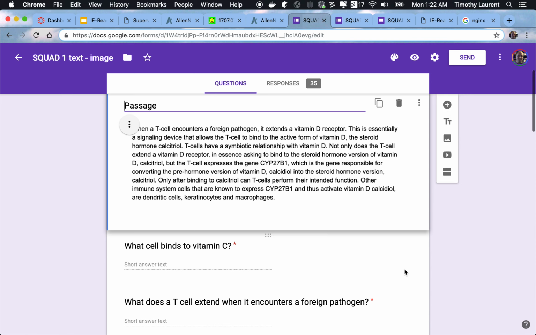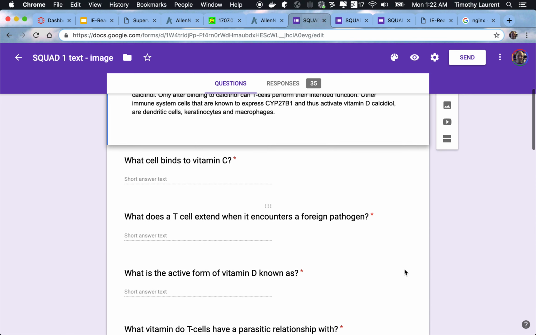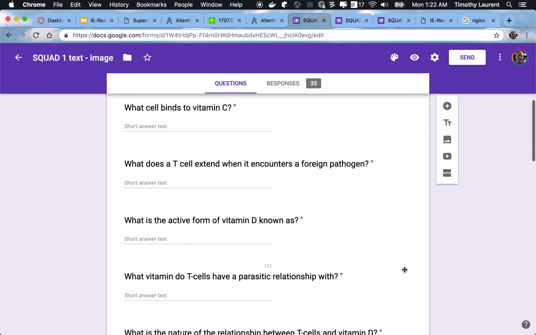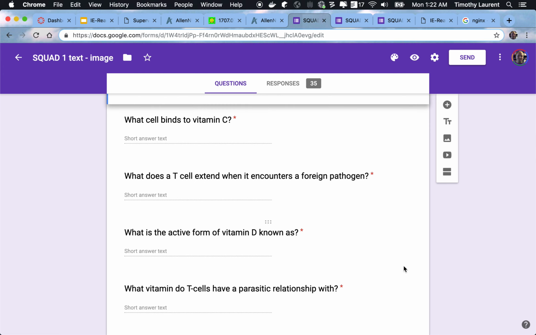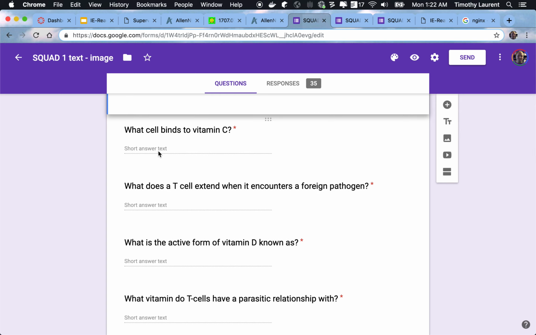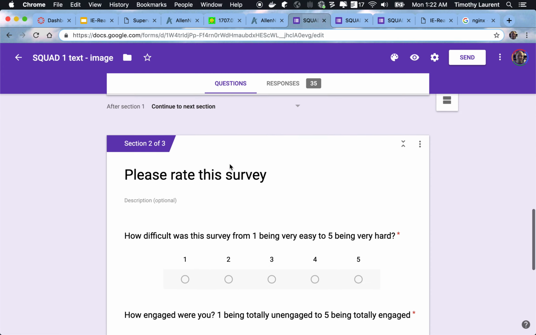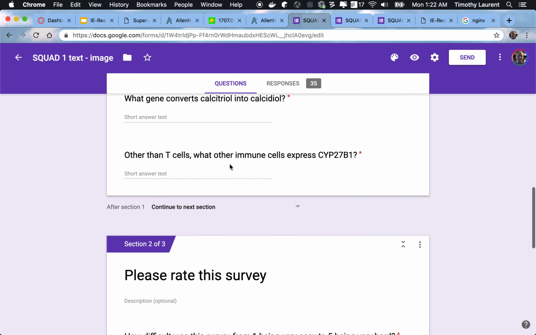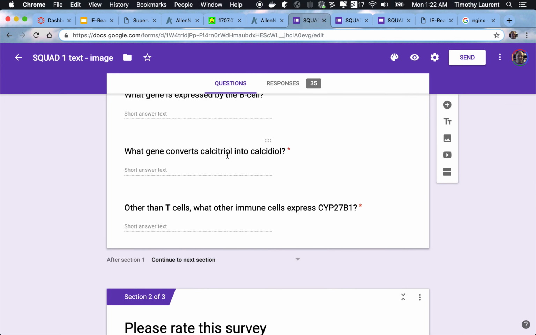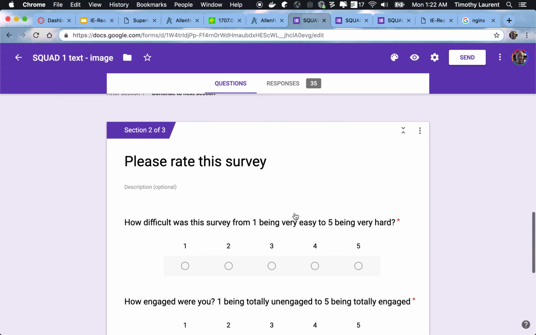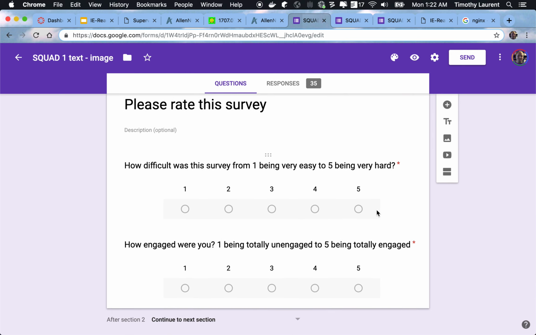So this was the question that I chose from the SQuAD dataset, and here are the specific questions. Some of these don't have answers, like what cell binds to vitamin C. They don't talk about that in the passage, so the correct answer would be no answer. There are 9 questions here, like what gene converts calcitriol to calcidiol, for example. And then there is a 5-point scale of rating how difficult the survey was and how engaged the user was.